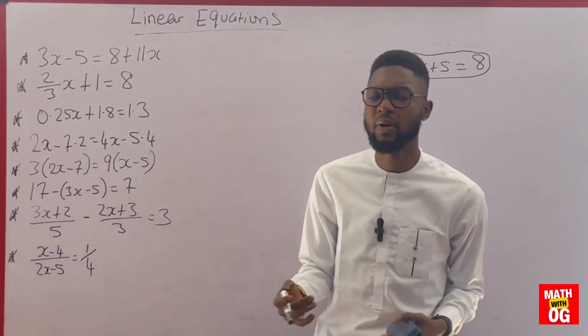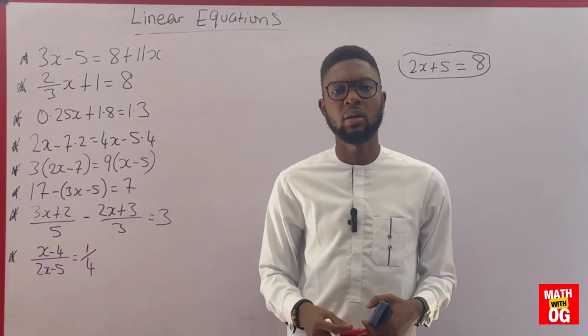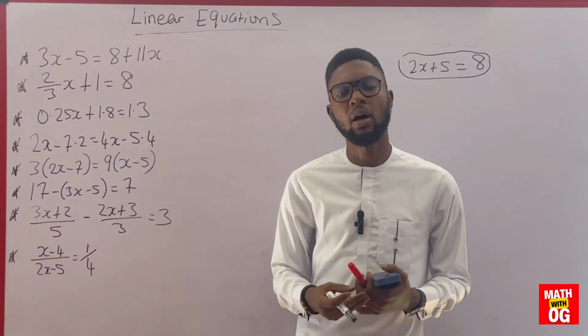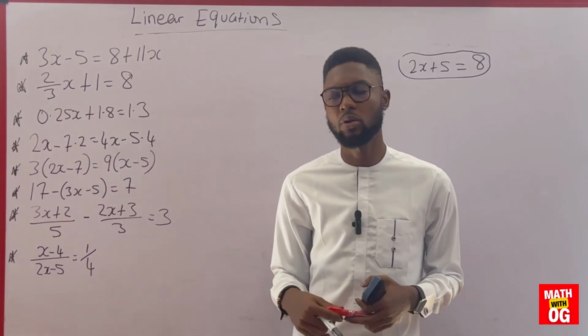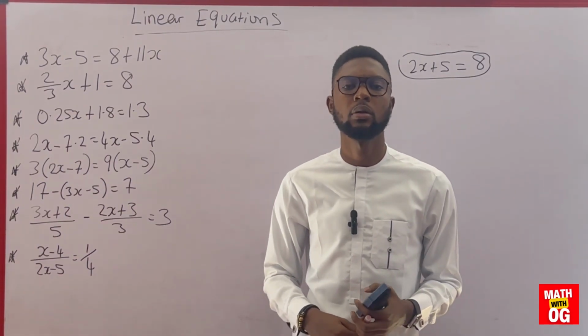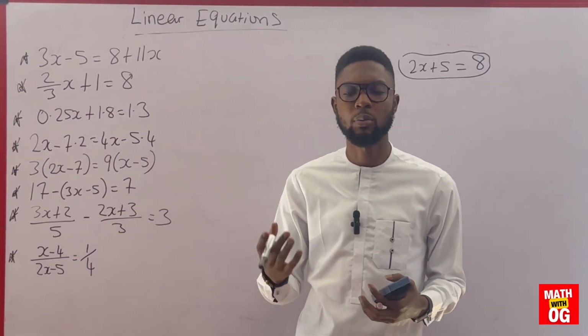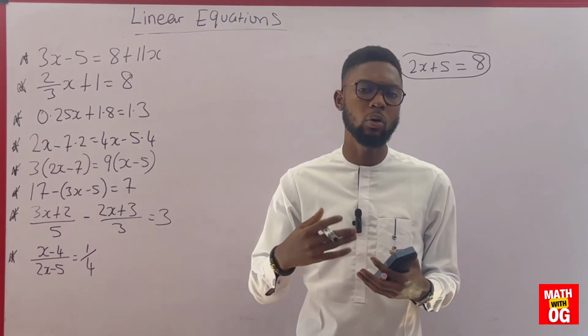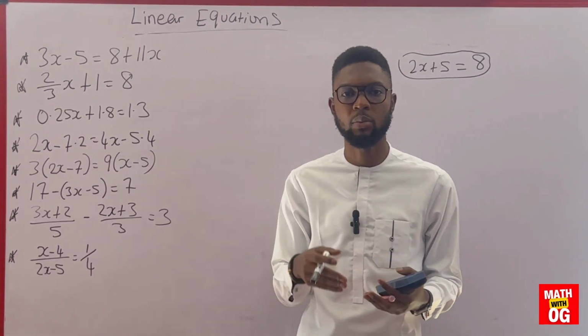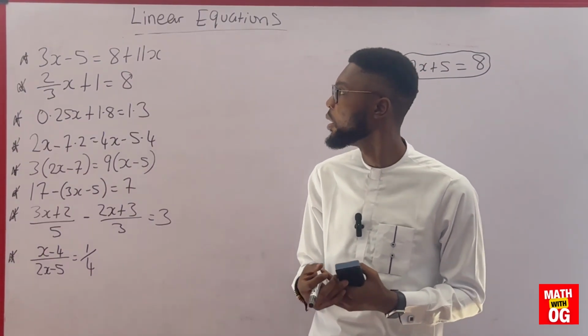Now, equations can be divided into different types. Depending on the powers, you have linear equations, you have quadratic equations in which the highest power is 2, you have cubic, where the highest power is 3, then you have raised to the power of 4, raised to the power of 5. We now call them polynomials. From quadratic upwards, you can call them polynomials. That means more than one power.